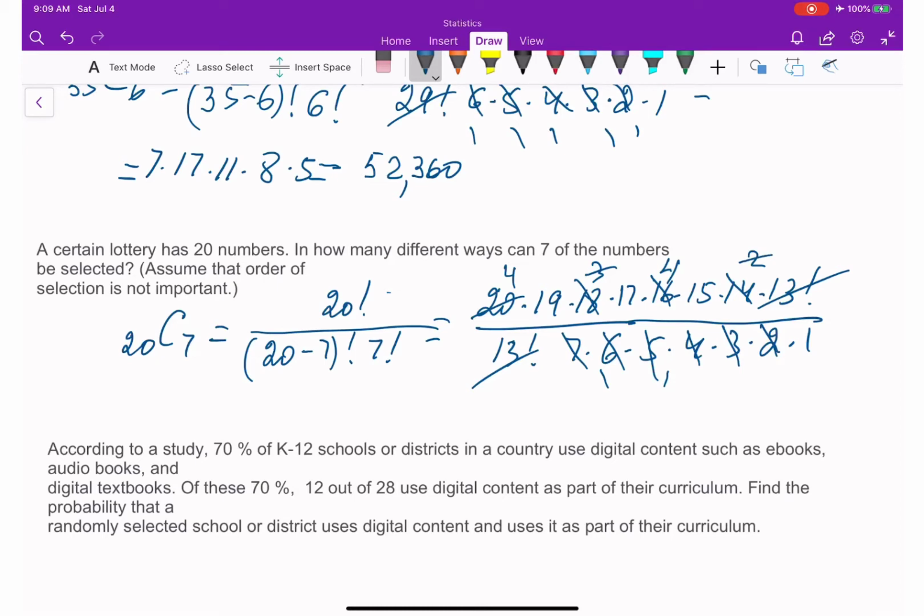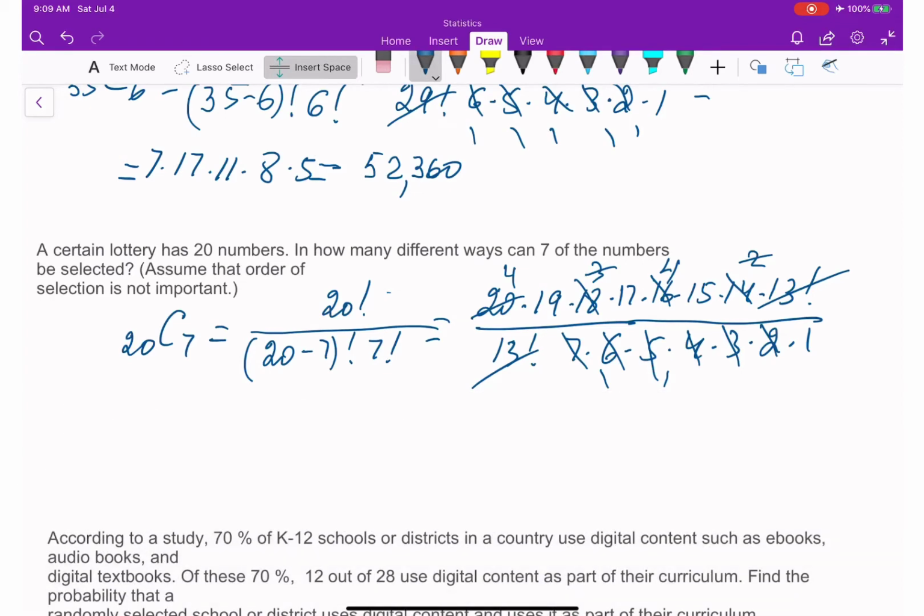We have left 4 times 19 times 17 times 4 times 15. That's it. So that will be 19 times 17 times 16 times 15, and we got 77,520.